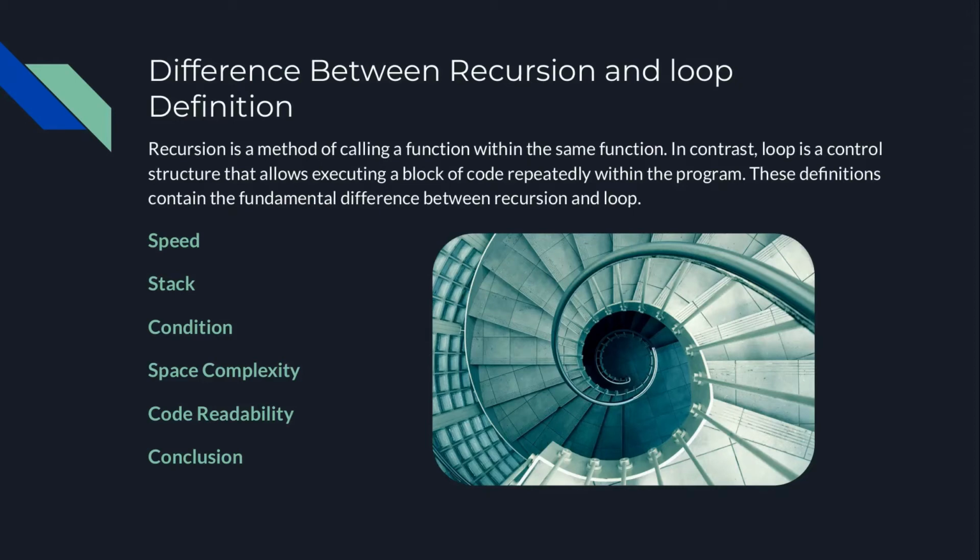At the end we have a conclusion. The difference between recursion and loop is that recursion is a mechanism to call a function within the same function, while a loop is a control structure that allows executing a set of instructions again and again until the given condition is true.